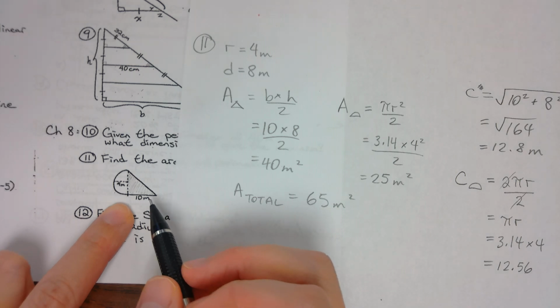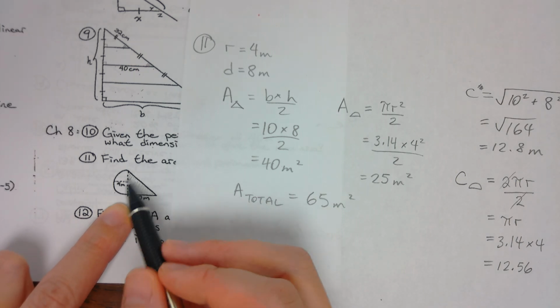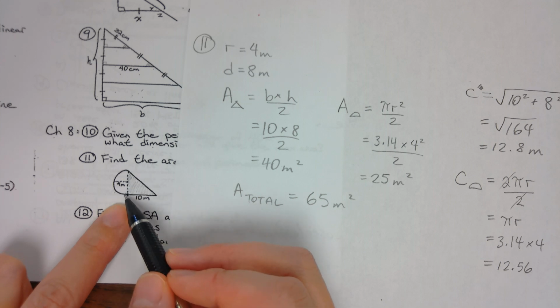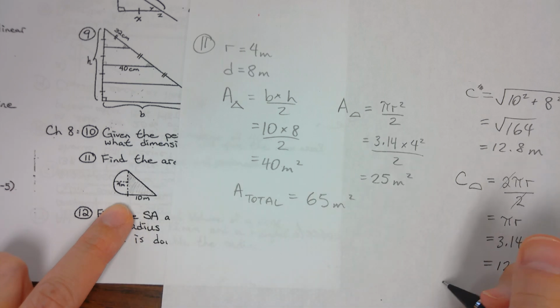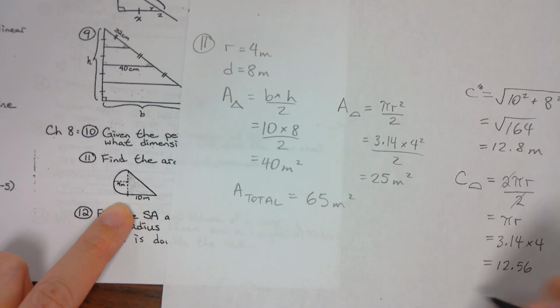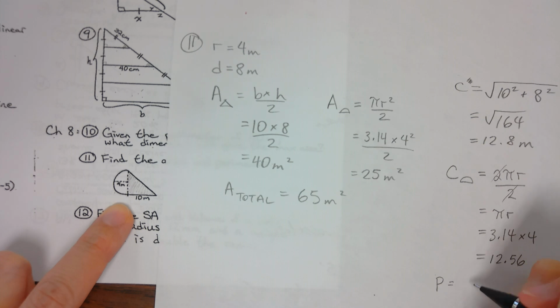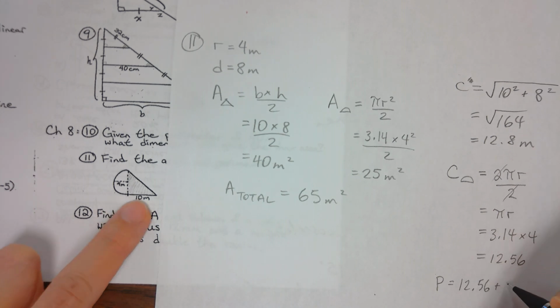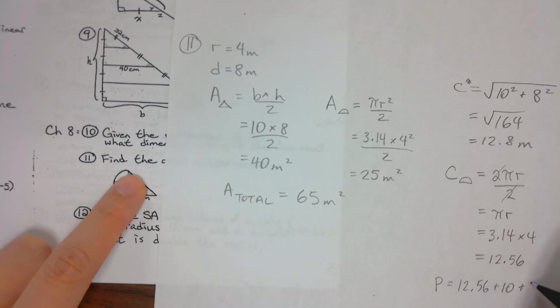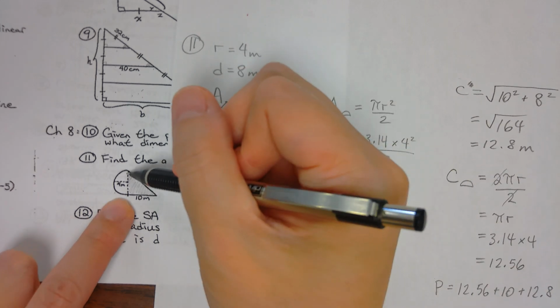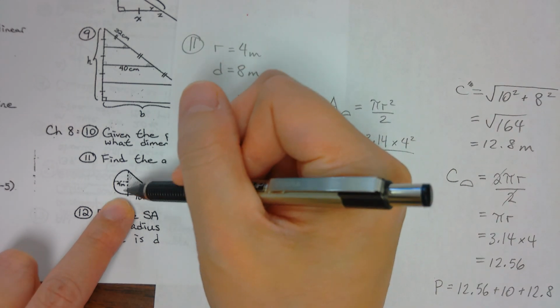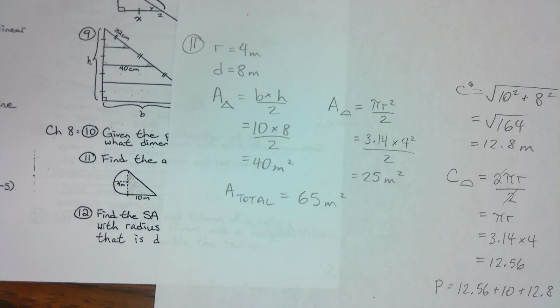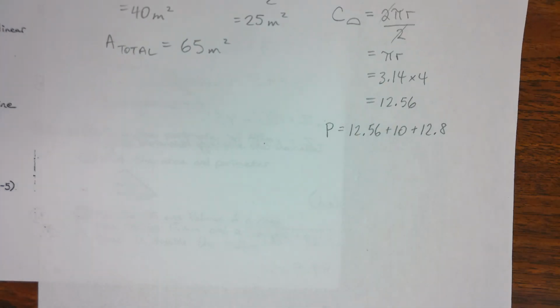Okay. So now looking at this, what should I add up? It's a common mistake for some people. So I know that the arc is 12.56. Okay, Joshua? Right, so I should only add the 12.56 plus the 10 plus the hypotenuse, which is 12.8. Should I add in the 8 right here? Why not? It's inside, right? Perimeter is the outside only.